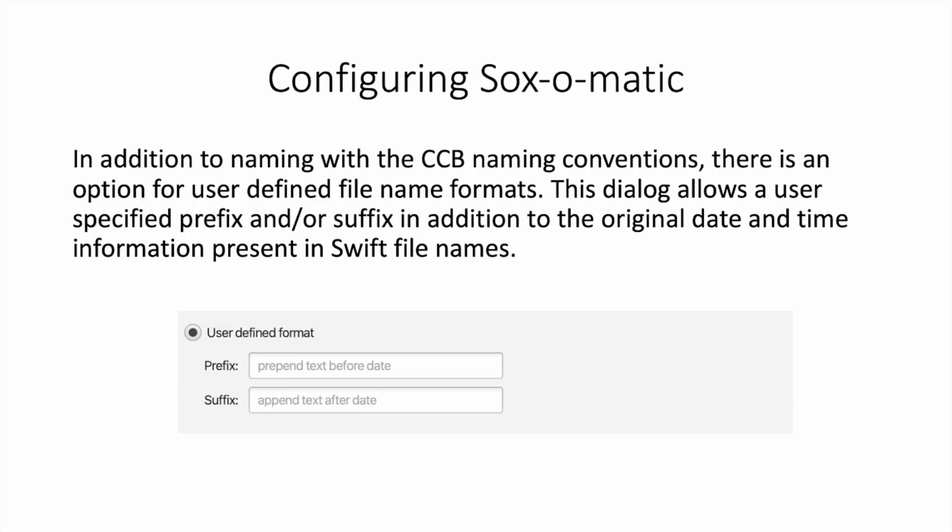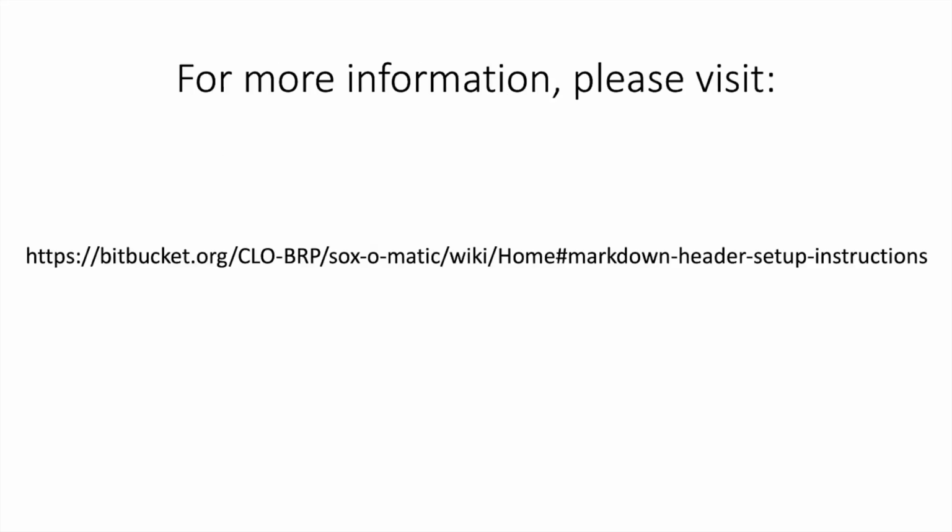An alternative to using the CCB naming convention is to develop your own. There's also a dialog box that allows you to affix a prefix or a suffix. So for example, if you wanted to add the name of the site and the recorder before all of your files, you're able to do that through Sox-o-matic as well. So these are some of the basic features of the program.